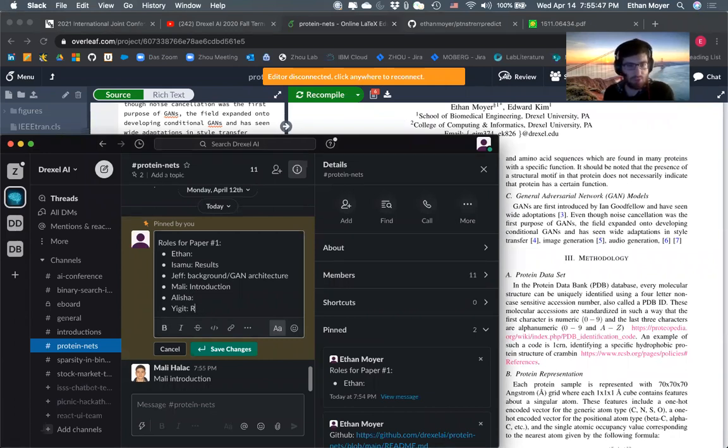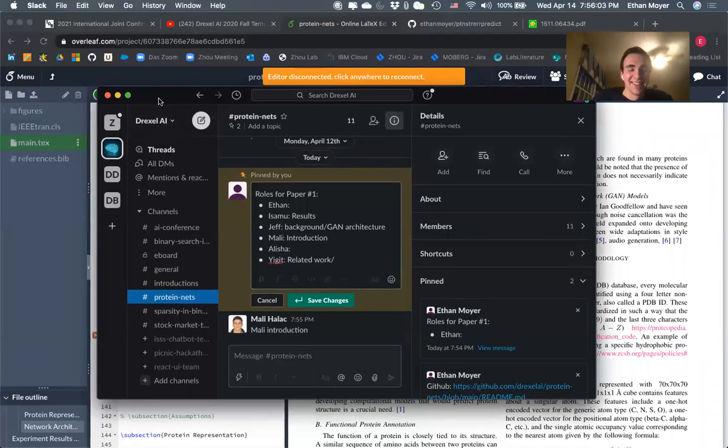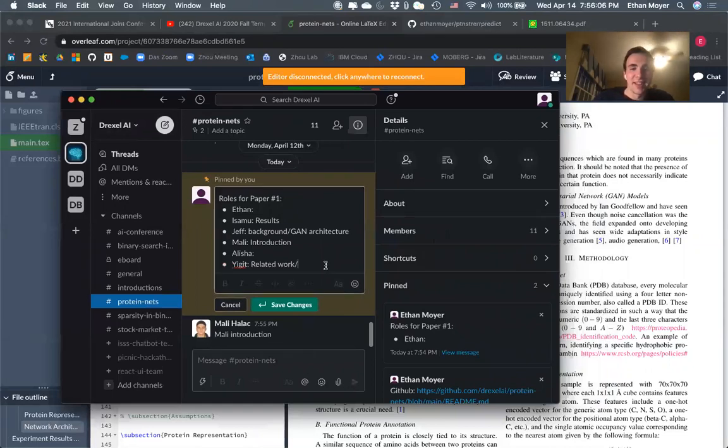I just realized there are 2 channels, protein-net and protein-nets. And I'm in the protein-net, and I'm the only person. That's so funny. Because I've been putting some stuff in there, like how to fix the bibliography. That's funny. And you said GAN architecture? Yeah, GAN with Isamu and Jeff. So GAN architecture, yeah. I'm gonna spell it wrong. It's fine. Oh, jeez. Thanks, Molly.